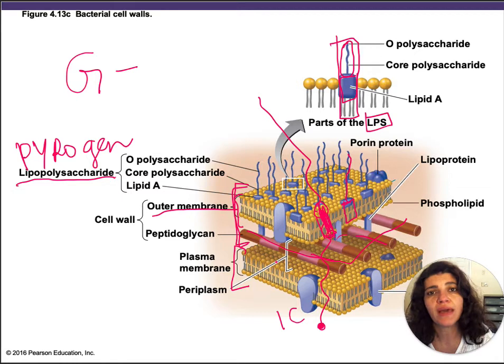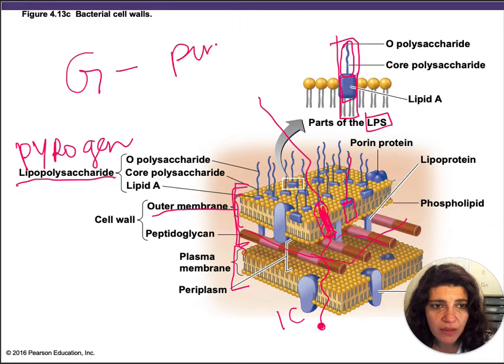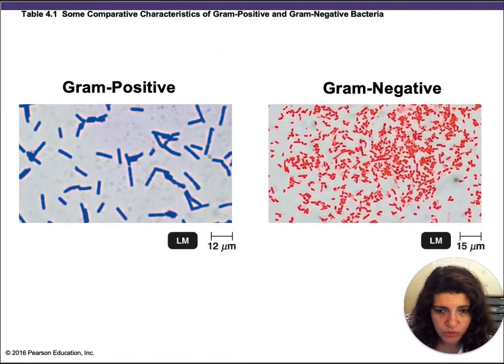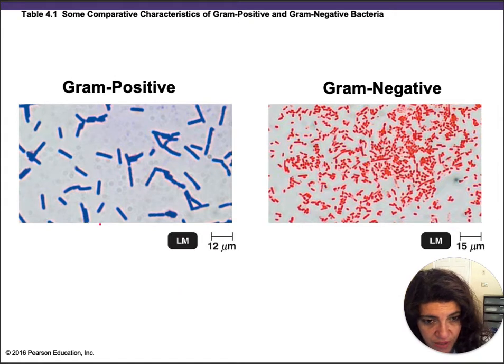And then you do that counterstain with safranin. That's why the gram-negative cells always look pink after gram stain. And that's why the gram-positive cells, because they keep that crystal violet, are going to be purple. So let me show you a picture of that so you really know what it looks like. So you see, they keep the purple. So this purple in the gram-positive is actually crystal violet.